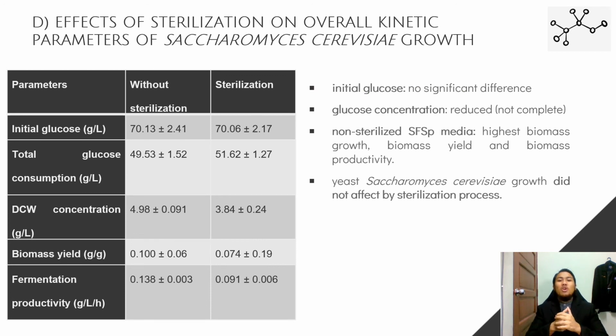Now we look at the effect of sterilization on the overall kinetic parameters of Saccharomyces cerevisiae growth. From the table, we can summarize that the initial glucose for both media is almost the same, and the glucose concentration for both media also did not completely reduce. However, non-sterilized Sago Frond sap media show the highest biomass growth, biomass yield, and biomass productivity. This concludes that the growth of Saccharomyces cerevisiae was not affected by the sterilization process.